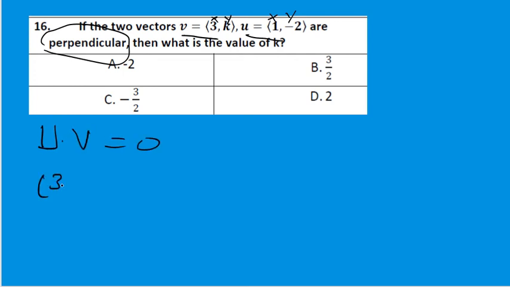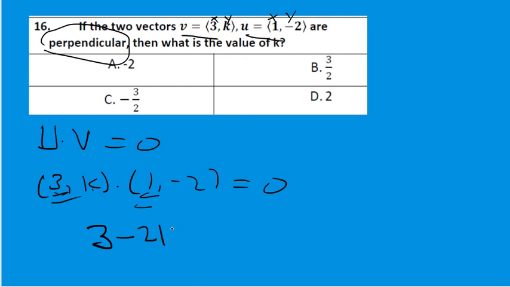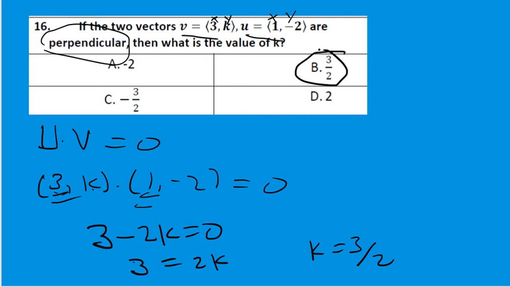That means (3, k), the first vector, dot the other one (1, -2), becomes 0. In case of dot product, we multiply the x component with the x component, then add. Then 3 times 1 will be 3, plus k times negative 2 will be negative 2k. So 3 minus 2k is equal to 0. Then shift it. 3 is equal to 2k. Then divide both sides by 2. Then the k value will be 3 over 2. So the answer is found in B.